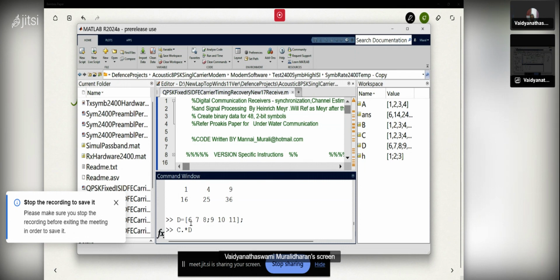For example, C has first element 1. The first element of D is 6. 1 multiplied by 6 is 6. So we got 6. Like that, the second element is multiplied by the corresponding second element in the second matrix. So that is different from matrix multiplication actually. This is term by term element based multiplication. Like C dot star D is different from C star D actually. Whereas in this case C star D does not exist.